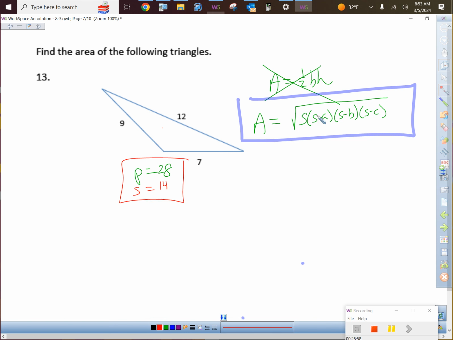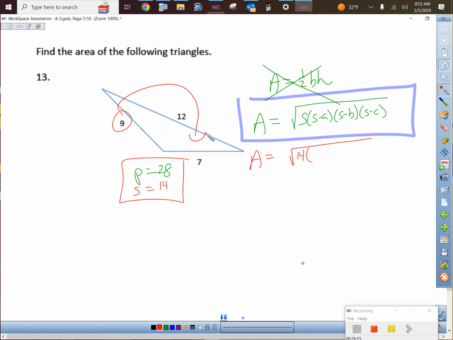Please do this. You will thank me. Then you don't need to have that formula written down, but we'll show work like this. You will need a big square root. A lot of people forget about the square root. Then I'm going to sub in. I got S, which is 14, times. What I personally do is I circle each one and just go around.